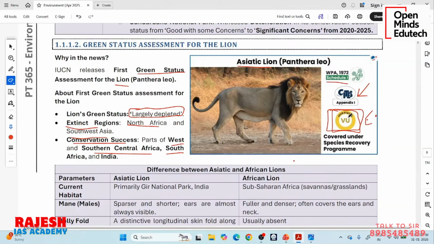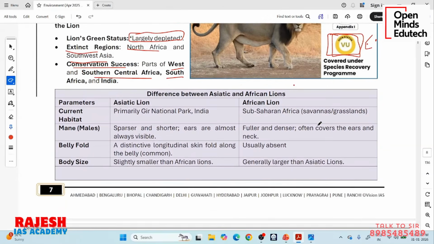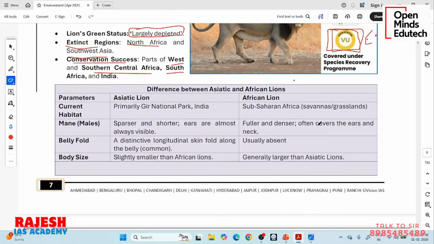So lion is a very important species across the world because of the ecological role it plays. It controls the population of the deer. See here, there is a comparison between Asiatic lion and African lion. The Asiatic lion is now primarily limited to Gir National Park in Gujarat in India. In most parts it has gone extinct.